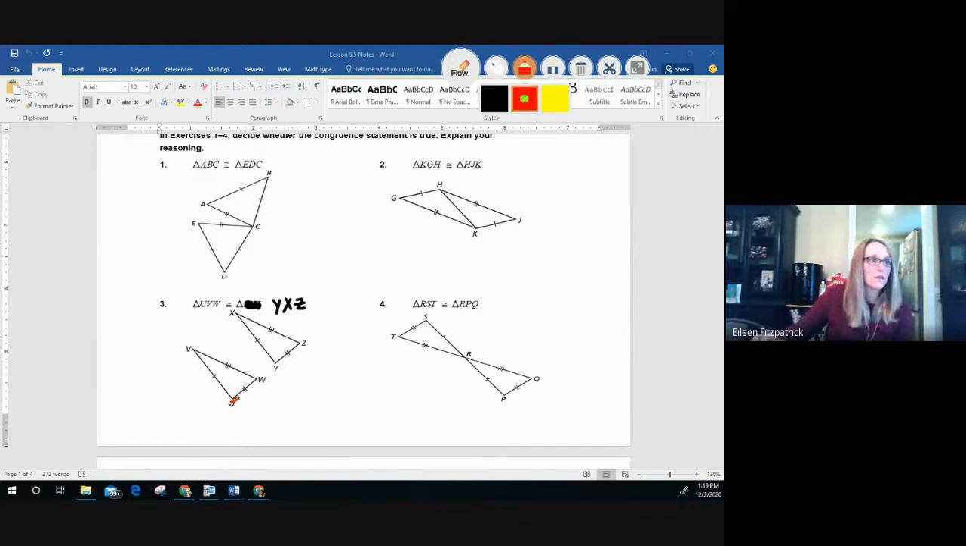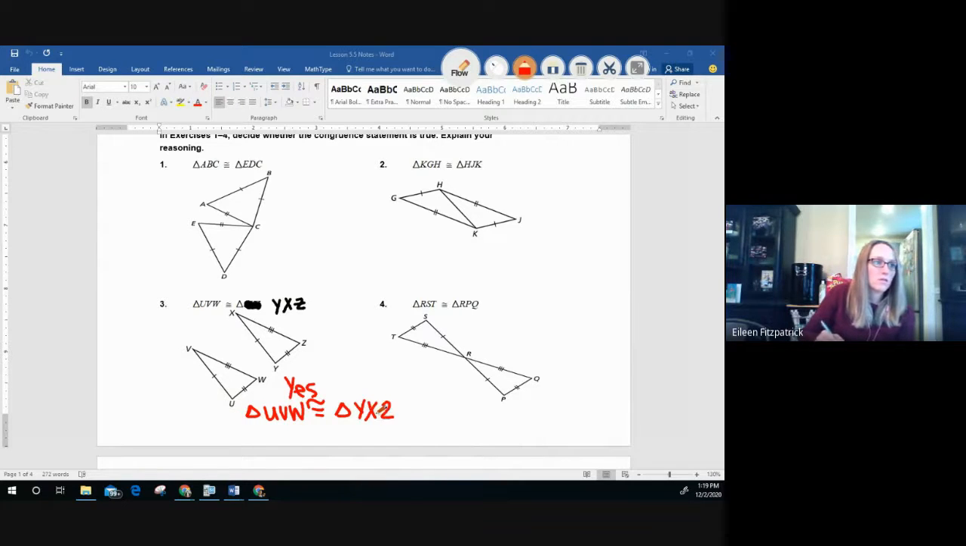So is triangle UVW, traveling along the 1 tick mark, 3 and then 1, congruent to YXZ? And you can say yes here, that triangle UVW is congruent to triangle YXZ. Why? Well, if I wanted to list it, I would have my 3 stars, my 3 congruency statements, because I have the 3 sides congruent to each other. So it's by side, side, side.